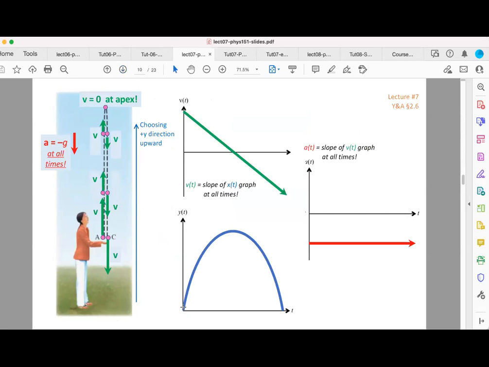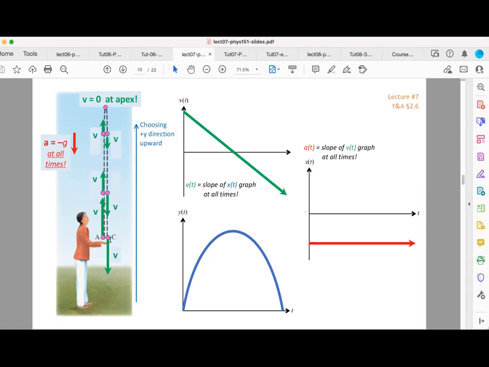Let's start with the position. The position is the easiest one. Here is the hand of the lady, the point A. The ball goes up, up, up as the time passes, up to a certain altitude. Here at a certain position, this is going to be the max, what is called the apex, where the velocity is equal to 0. At this point, the velocity is equal to 0. And then the ball comes back to the initial position. I mean, here it keeps going down.